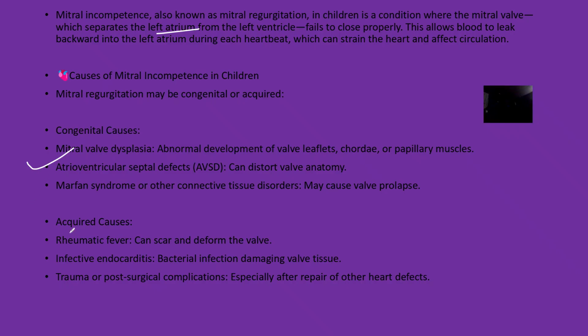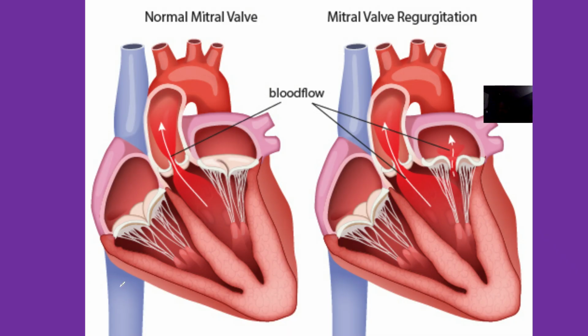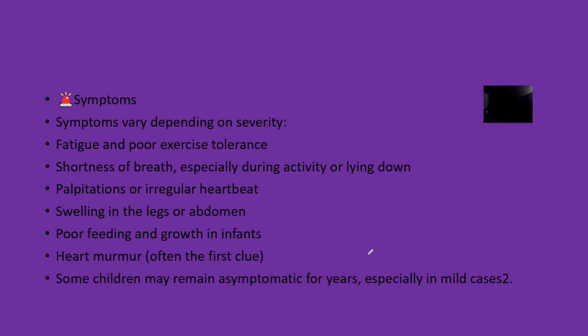The acquired ones, these ones you got as a result of your activities here and there. So you have things like rheumatic fever, infective endocarditis. Then sometimes it's due to some direct injuries, or maybe they did some surgery, so after the surgery, you are having this as a complication of that surgery. Alright, so simply know that blood is no longer flowing one way, but blood is now flowing back into the left atrium.